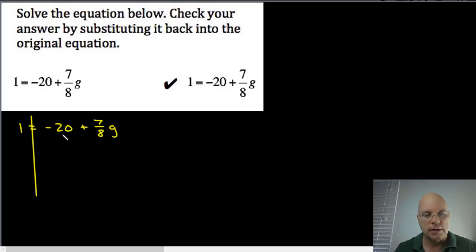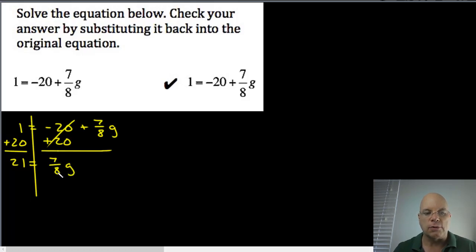For example, if I want to isolate g on this right side of the equation, I want to get rid of this constant term, this negative 20, and so I can add 20 to negative 20, because I know if I add opposites I get a sum of 0. But if I add 20 to the right side of the equation, I need to add 20 to the left side of the equation. 1 plus 20 is 21, so now I have 21 is equal to, that becomes 0, so that's gone, 7/8 g.